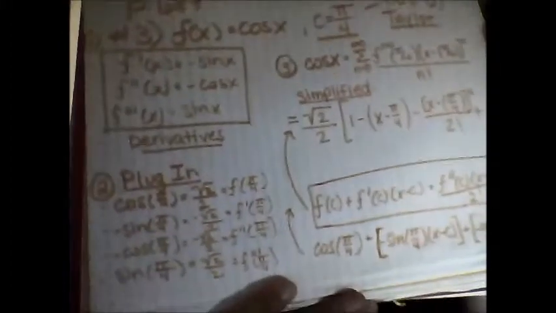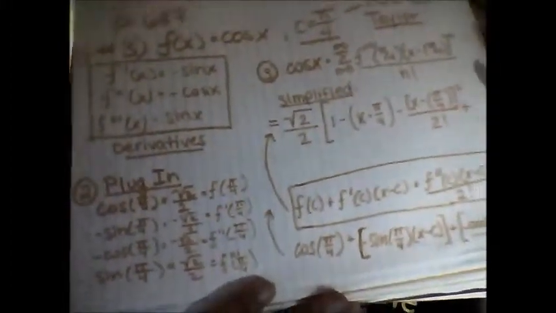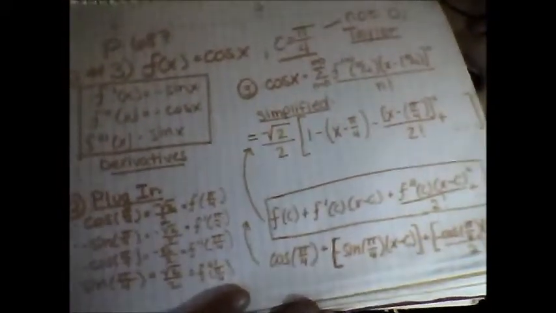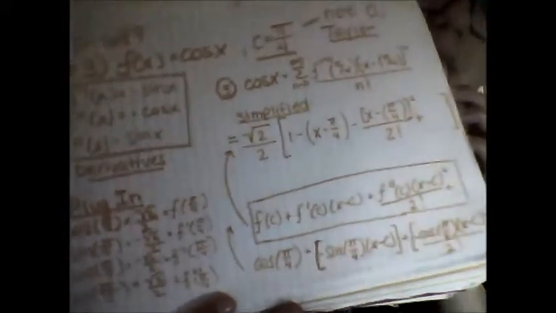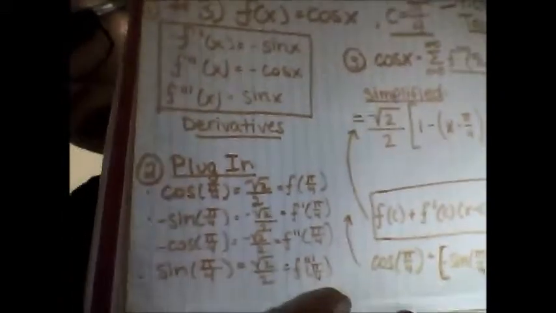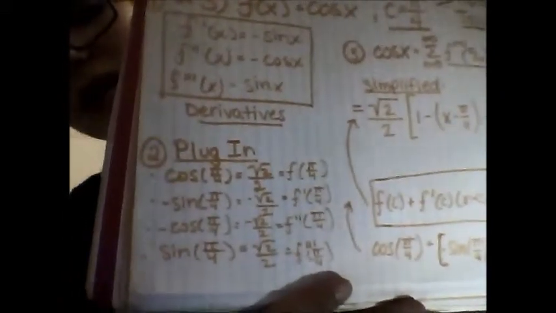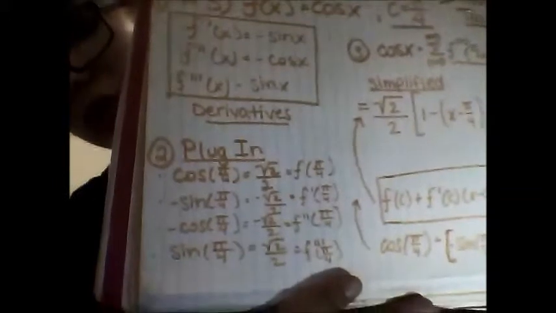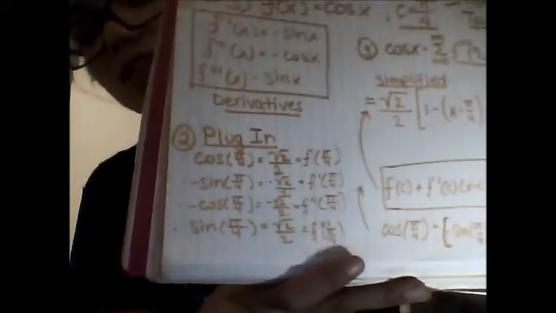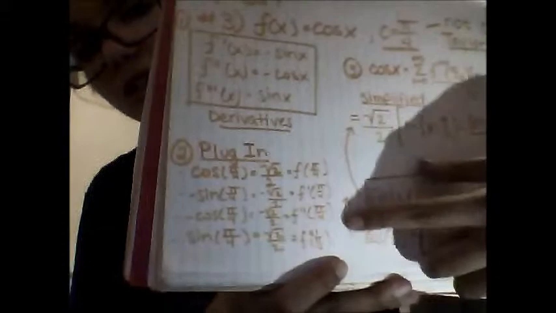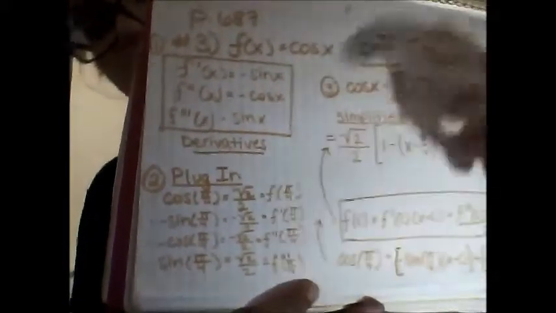The next thing I did was plug into my derivatives. We know that it's centered at pi over 4. For the first one, just cosine, it's cosine of pi over 4, which is radical 2 over 2. The next we had negative sine of pi over 4, which gave us negative radical 2 over 2, negative cosine and sine, and so forth. So I just got the values for our derivatives. Again, that'll be useful later when it comes to simplifying this.